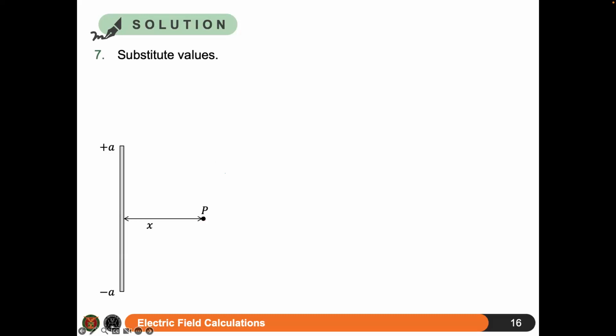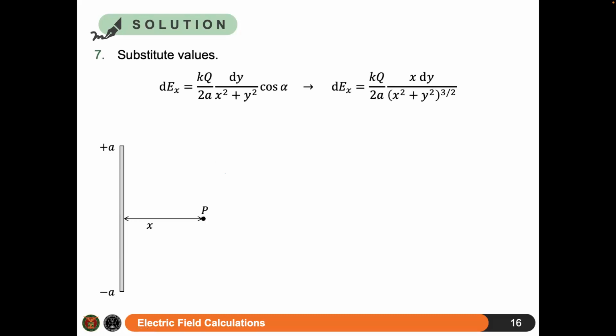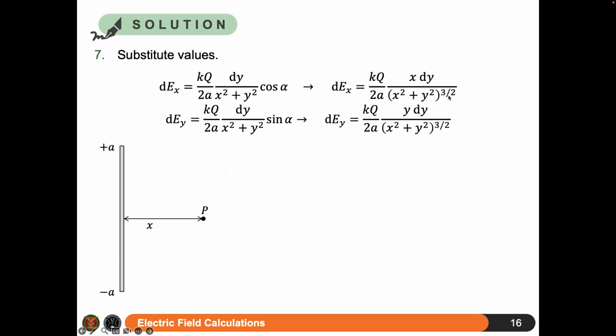And then now we substitute the values. For dx, this is cosine alpha, x over x squared plus y squared. We combine the x squared plus y squared in the denominator with the square root, so the exponent becomes 1 plus 1 half, which is 3 halves. Same with dy.